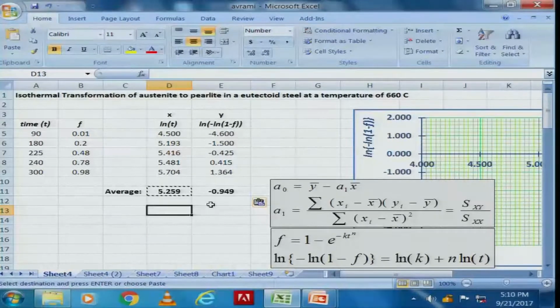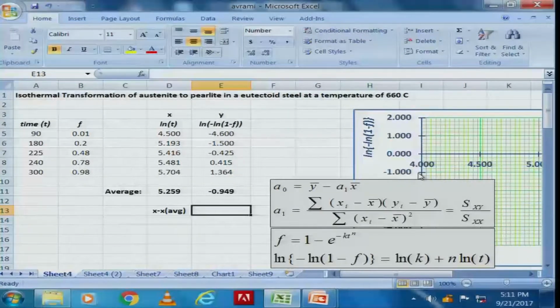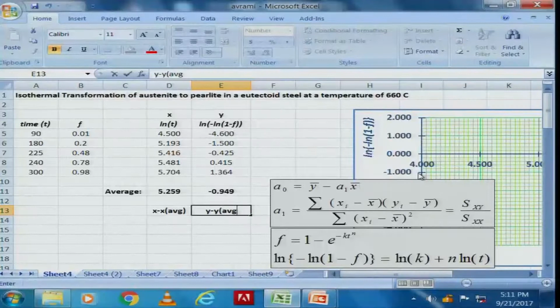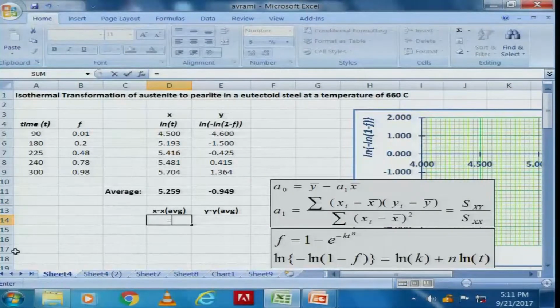Now, before I calculate Sxx, I need to calculate a set of values xi minus x bar and a set of values yi minus y bar. So, let me call this x minus x average and y minus y average.